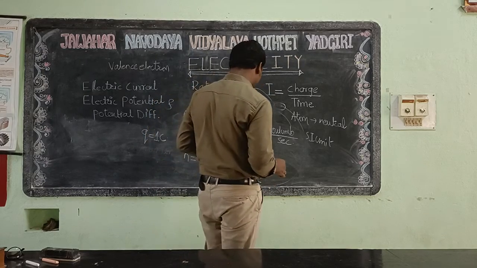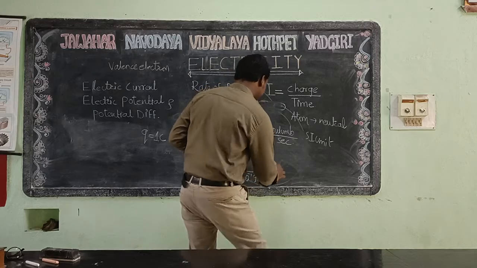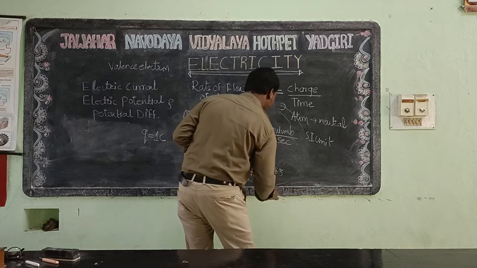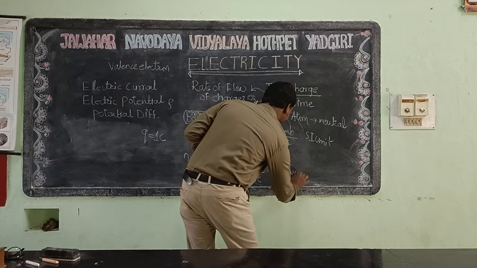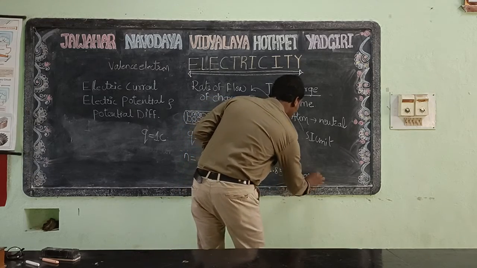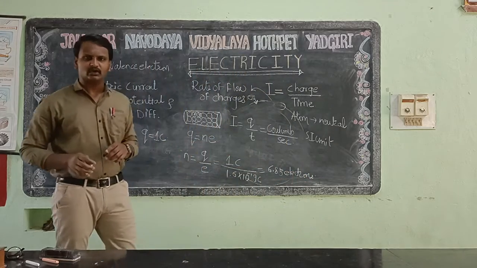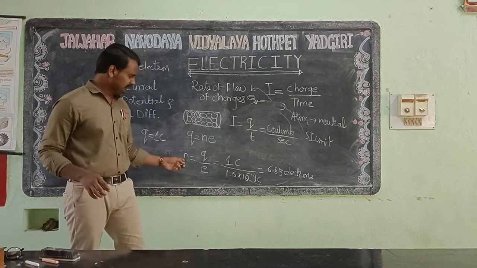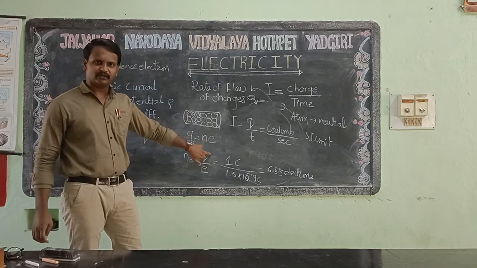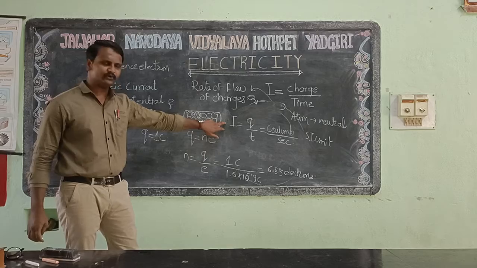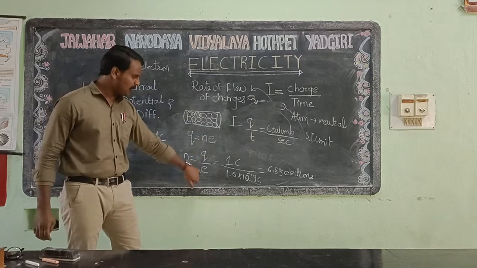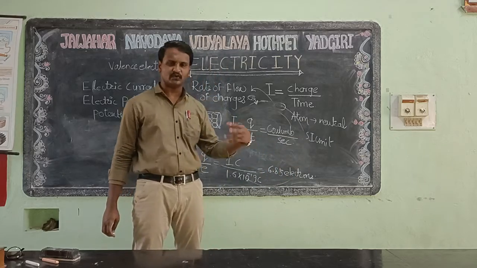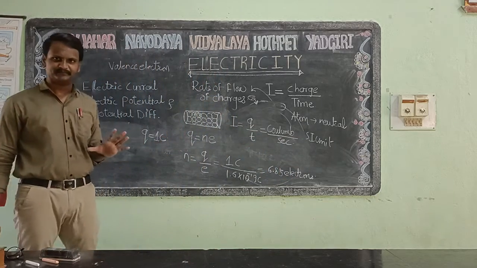After dividing this, we get 6.85 electrons. This is the number of electrons flowing in 1 coulomb of charge. Okay, clear? It means we are taking the total number of electrons flowing per unit time and finding how many electrons are flowing. 6.85 electrons are flowing in 1 second.